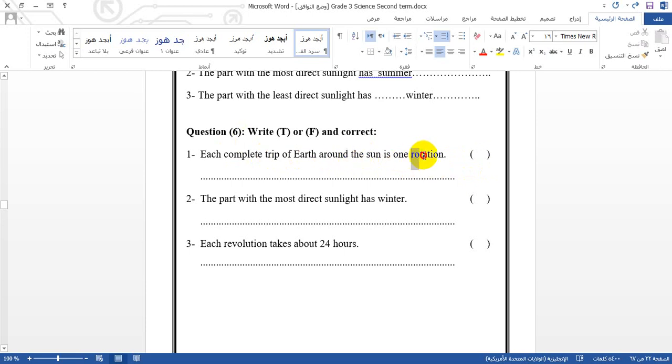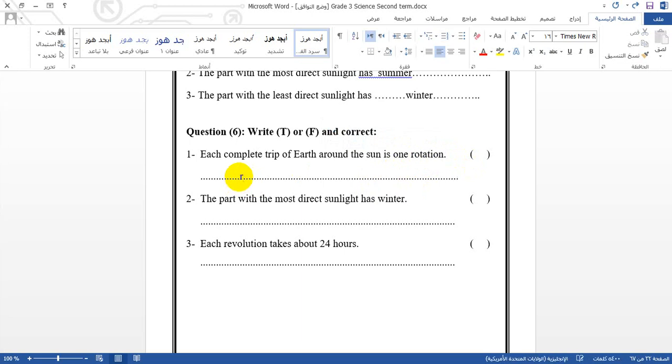Do you remember what rotation means, guys? This is a scientific term. It means when the Earth rotates around itself. But when the Earth moves around the Sun, it means what? Revolution. So the correct answer is not rotation, it is revolution. Okay, guys? So revolution is the correct answer.